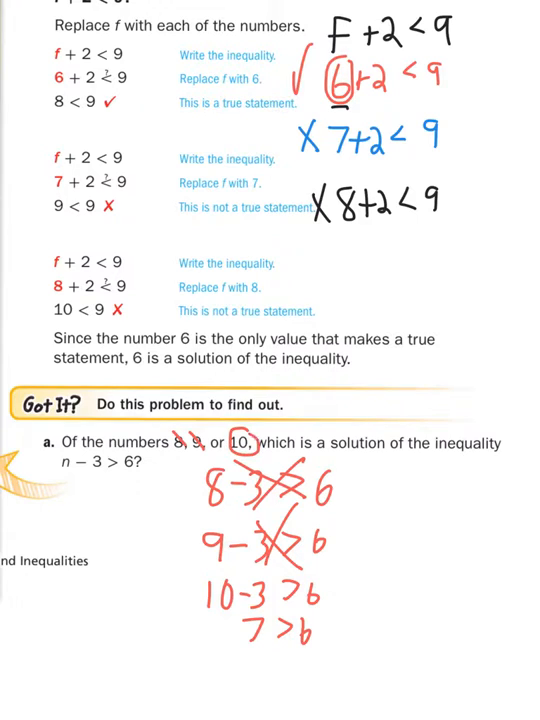So my solution would be 10. That is the answer. N has to be greater than 10. That's how you write your solution. Notice I didn't say n is equal to 10. N has to be greater than 10. Okay, so on to the next page so you can see another type of example.